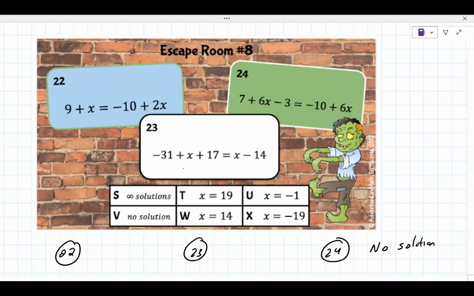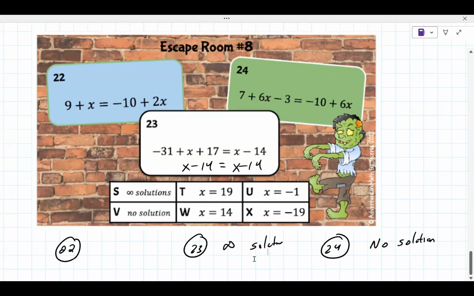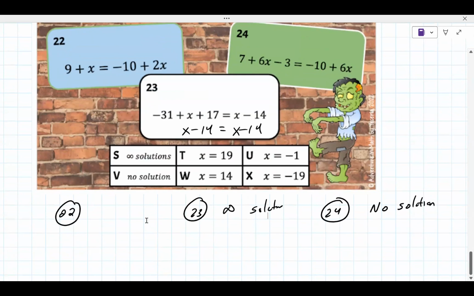So it does have a solution. You end up getting x minus 14 equals x minus 14, which is infinite solutions. One of the ways you can check: for no solution, you pick any number for x and it won't work. For infinite solutions, you check two numbers and make sure they both work. Hopefully for the 22, you got x equals 19.